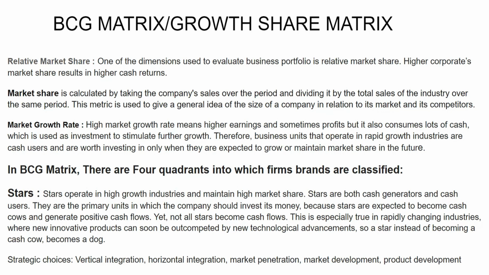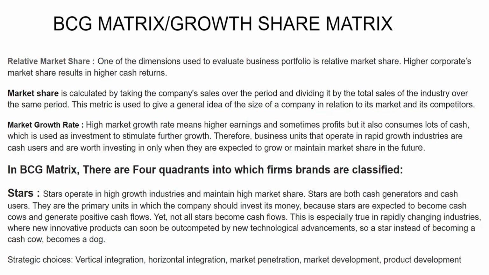So the company invests in the stars because the products that fall in the category of stars will eventually become the cash cows and give good earnings to the company. But yet, not all stars become cash cows. This is especially true in rapidly changing industries where new innovative products can soon be outcompeted by new technological advancements. So a star, instead of becoming a cash cow, becomes a dog. Here it's mentioned that most of the time the products, services or business units which fall in the stars quadrant usually become the cash cow. But it is not always true.